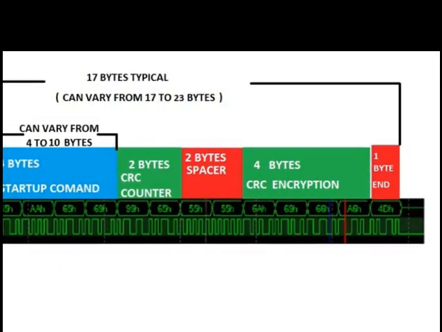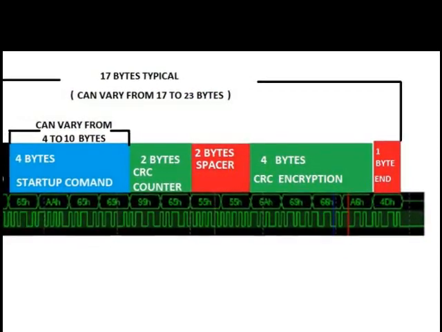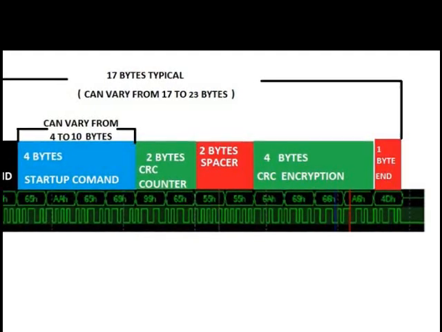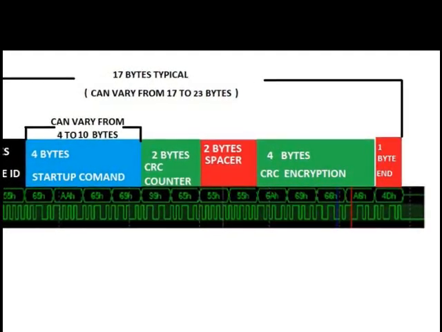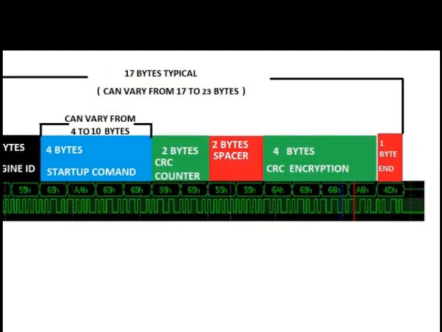Now the TIU gets this message and it sees the counter, and it performs the same mathematics because it has the algorithm. It generates the 4 bytes and compares them to what it got. If it sees the same numbers, it says, okay, I got the right data.